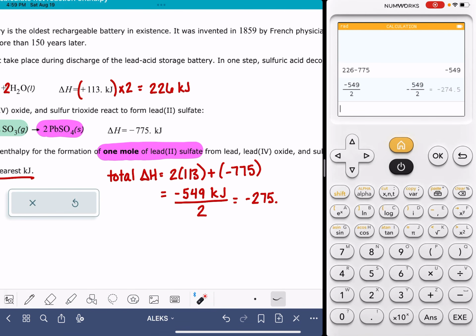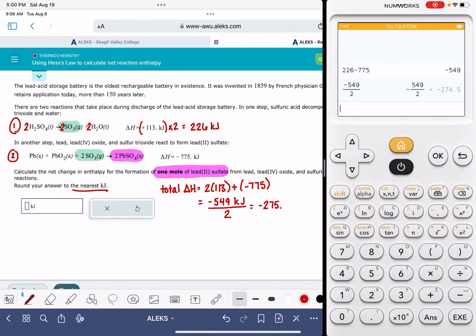So again, once we get these kilojoules figured out, this is per however many moles our stoichiometric coefficient is. Take a look at what ALEKS wants from you. It's probably going to be 1 mole. Divide by your stoichiometric coefficient and you're good to go. Negative 275 kilojoules.